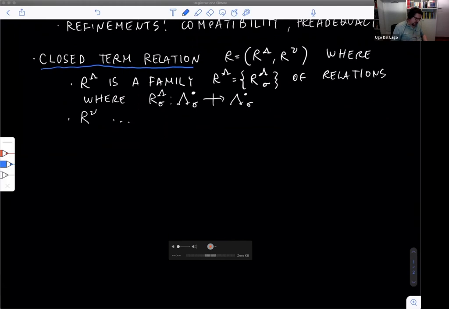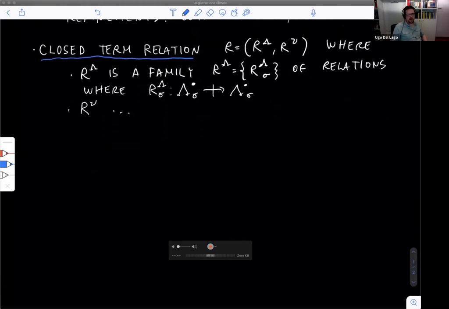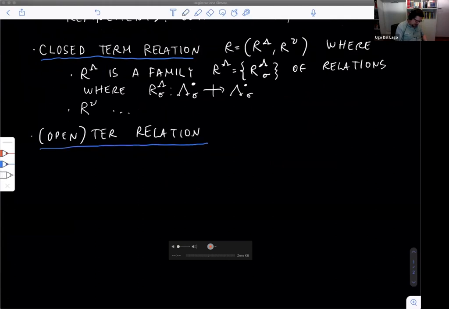But sometimes, of course, you want to be able to also compare open terms because you want to be fully compositional. So you want to be able to substitute an open term inside a very complicated closed term with another open term, provided these two are equivalent. And then we also need a notion of open relation, or sometimes this is also called a term relation.